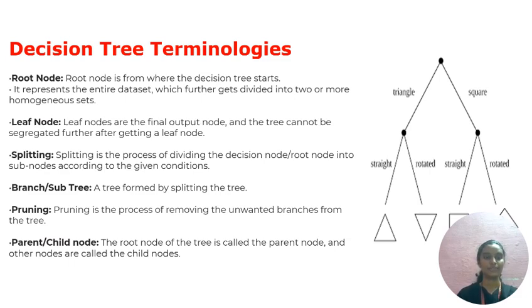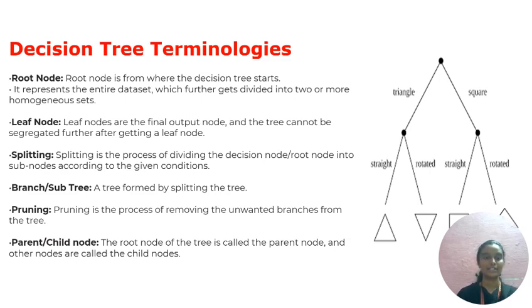Then the leaf node. Leaf nodes are the final output nodes, and the tree cannot be segregated further after getting a leaf node. In this given tree, the last level is known as the leaf nodes, which are represented in the form of triangles or square boxes. When the tree reaches the leaf node, it cannot be divided into any more branches, and it is the last step or level in a tree.